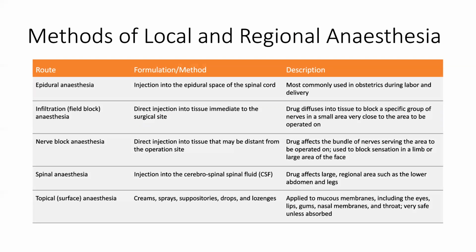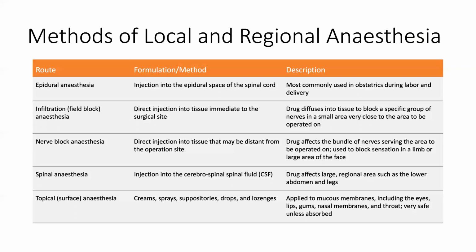Then we have nerve block anesthesia. The method is direct injection into the tissue that may be distant from the operation site. The drug affects the bundle of nerves serving the area to be operated on, used to block sensation in a limb or a large area of the face. Then we have spinal anesthesia. As the name says, we inject into the CSF, cerebrospinal fluid. The drug affects a large regional area, such as the lower abdomen and the legs.